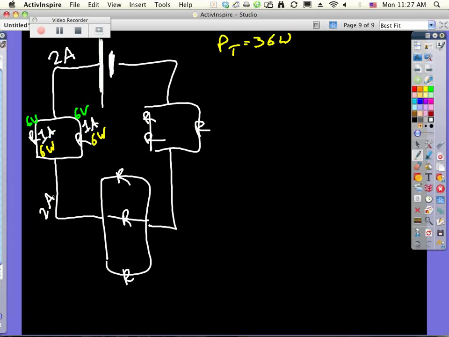Very good. Did you hear what you just said? It's 1/3 of 2. It's not 1/3 of 1. So you don't do 1/3 amp, 1/3 amp, 1/3 amp. You do 2/3 amps, 2/3 amp, 2/3 of an amp.